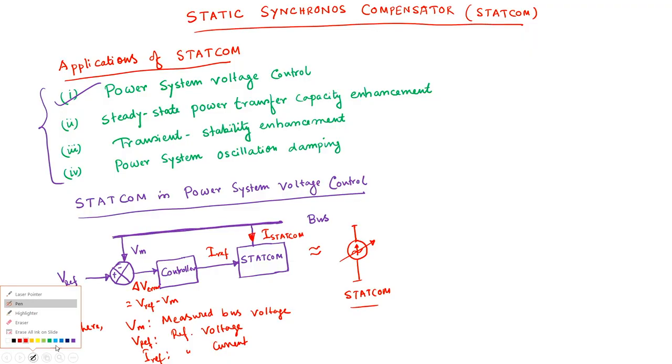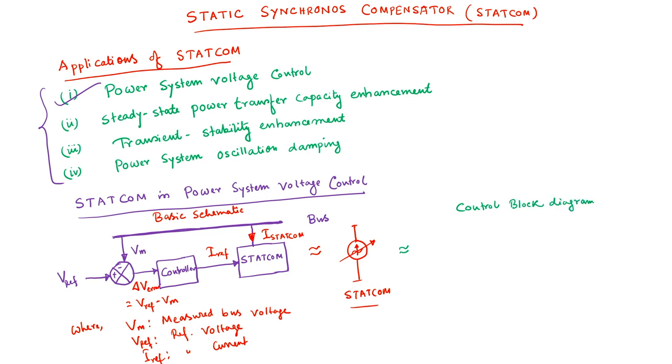Now, how would be the block diagram of this control? This is the basic schematic diagram of the STATCOM. Similarly, from this we can find out the control block diagram of STATCOM. So, how would it be? We will have a comparator over here, which compares the V reference voltage with the measured voltage, that is V m. Then the error would be fed to the controller.